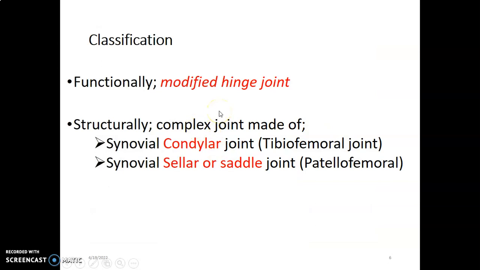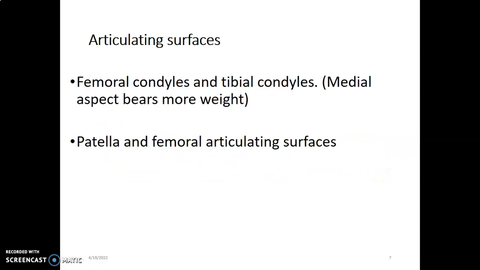The knee is a complex joint and it's a modified hinge joint. Hinge because it allows movement mainly on one axis, that is flexion and extension, but there's usually some slight medial and lateral rotation. So structurally, the knee joint is a complex joint made up of synovial condylar joints between the condyles of the tibia and femur, lateral and medial, and a synovial saddle joint, that is the patellofemoral, between the patella and the patellar surface of the femur.